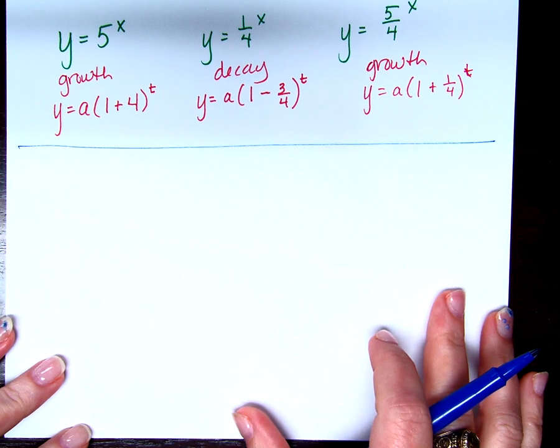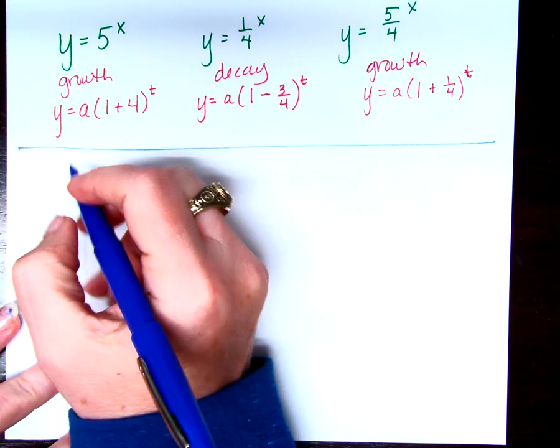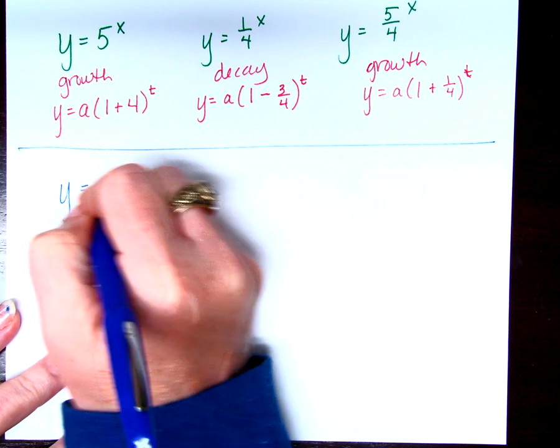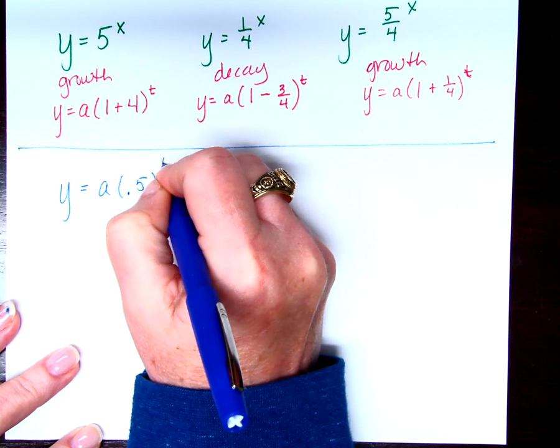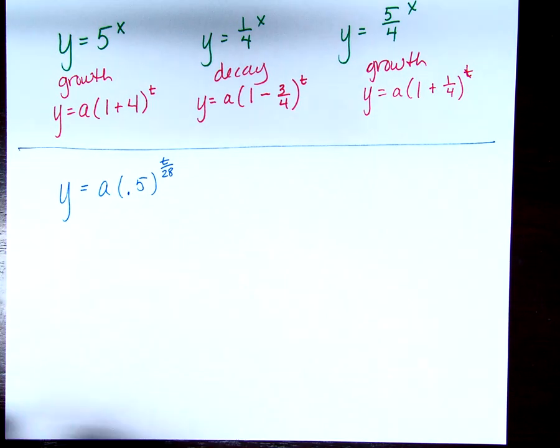So here are the problems that become problems, basically, okay? Y equals A times 0.5 to the t over 28 power.